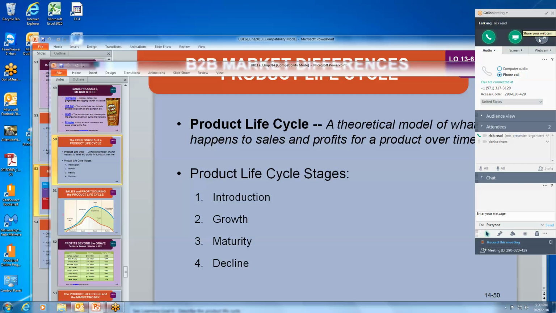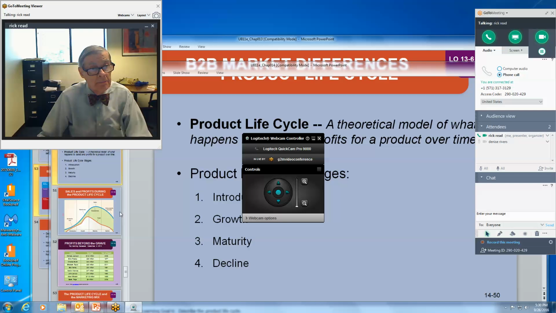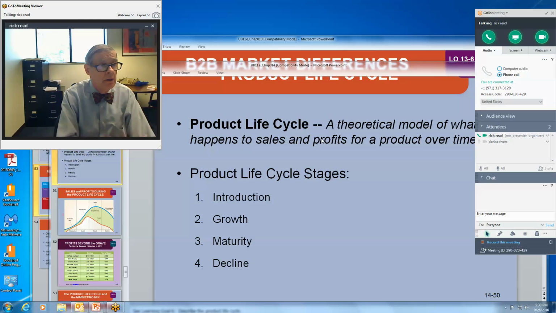For instance, we have hybrid cars and electric cars. Electric cars are considered to be, by the way, it says all electric cars considered to be in introduction, whereas hybrid cars, which are a combination, of which my wife and I have a hybrid car, are in a growth pattern.